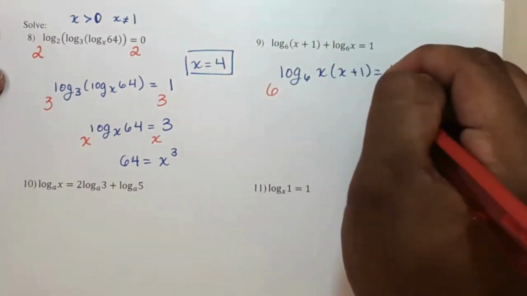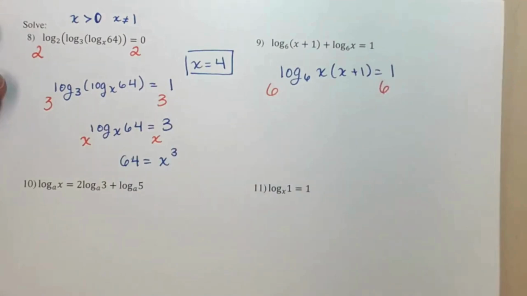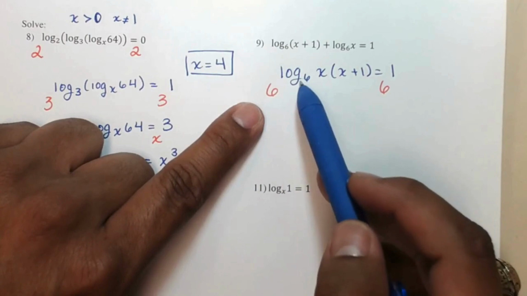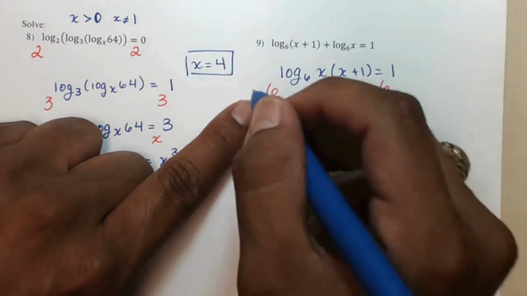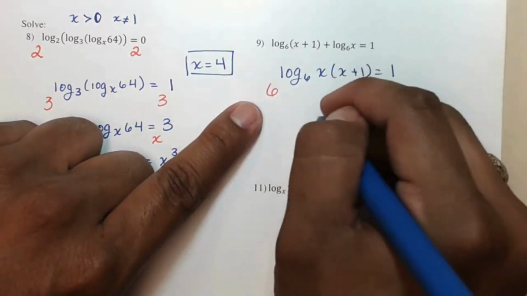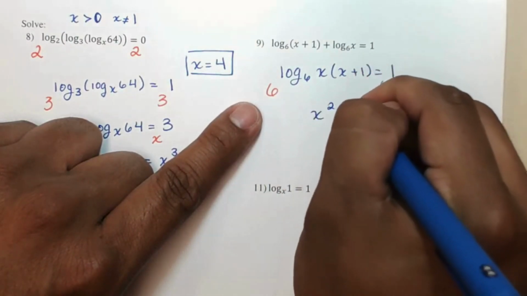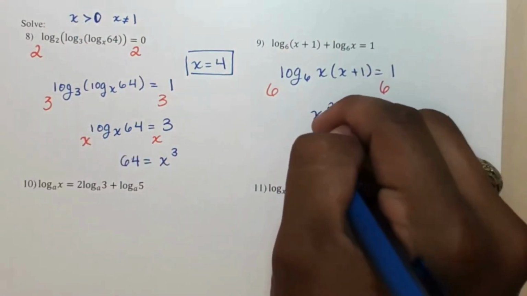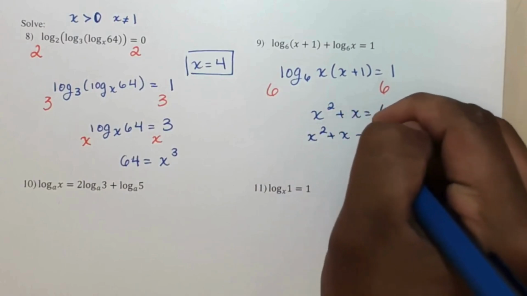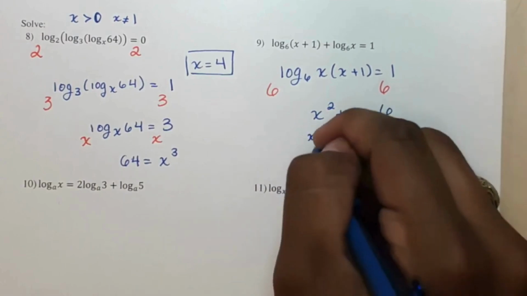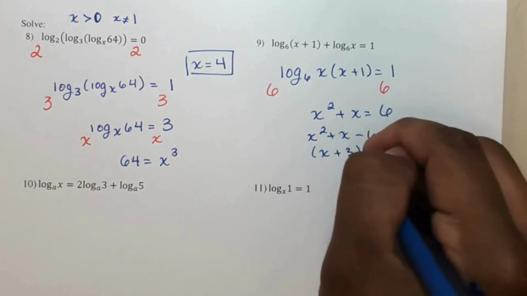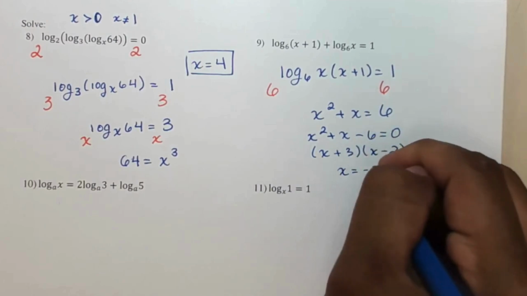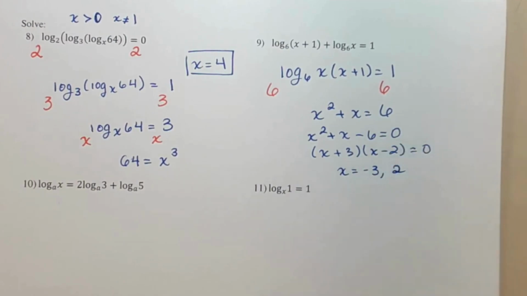So I'm going to take each side of the equation and take them to a base 6 so that the 6 and the log base 6 cancel off, and we're left with distributing in that x equals 6 to the 1, which is 6. Well, if you're solving quadratics, you need to make sure it's equal to 0, and you factor it and you solve it, you end up getting that x equals -3 and 2.